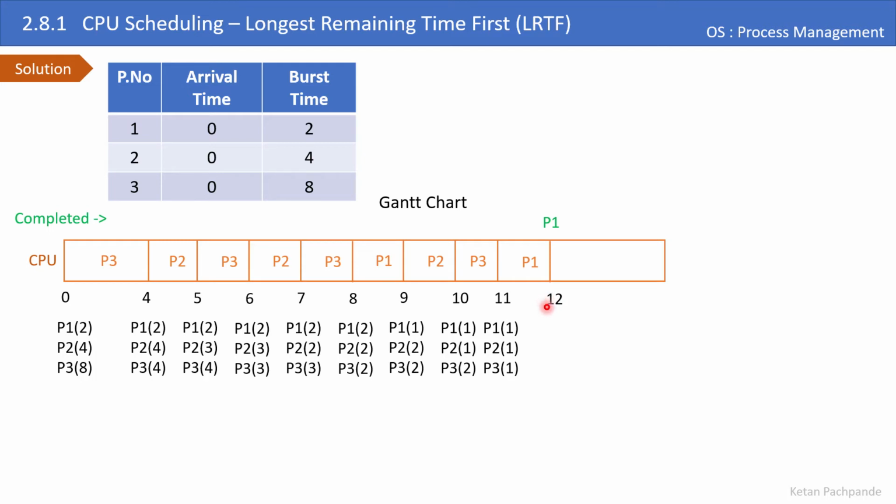So at time t is equal to 12, process P1 is going to complete, and the remaining burst time of P2 and P3 is 1. After one time unit again, process P2 is going to complete, and finally the process P3 is going to finish. So that's how after each time unit in this particular example, I have to preempt the process and give the chance to the process with the longer burst time.